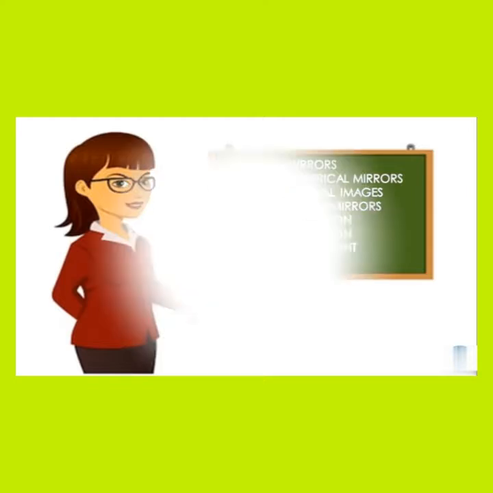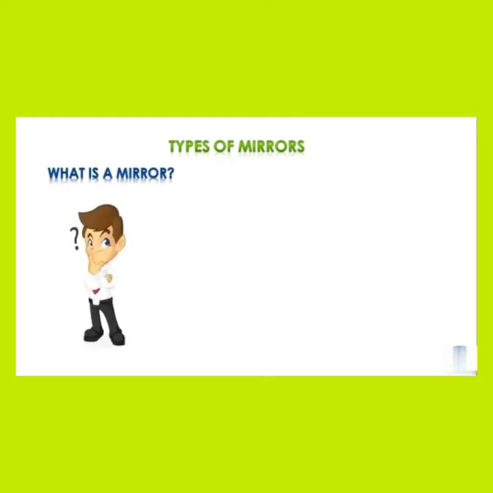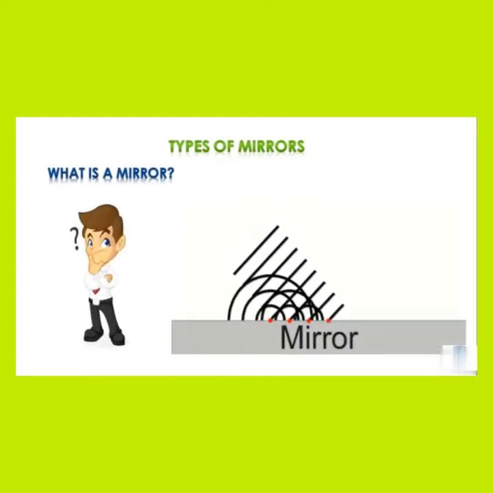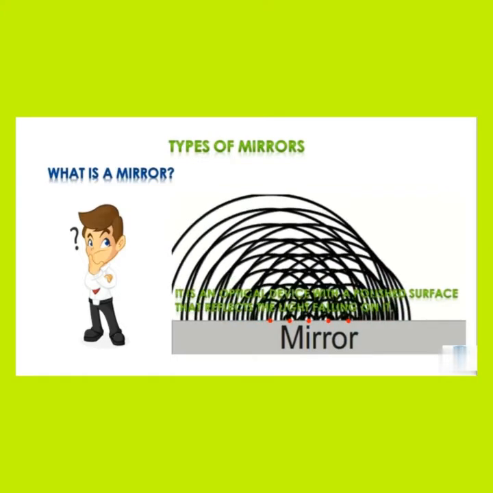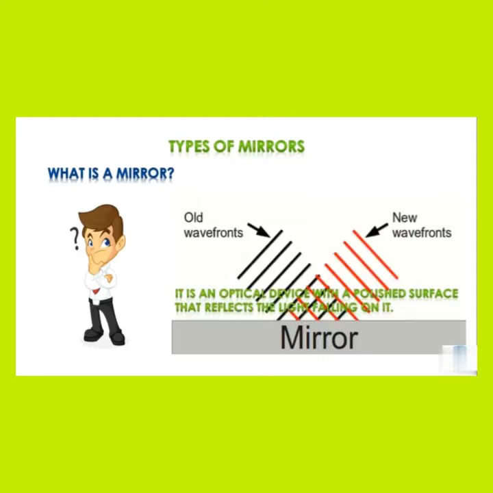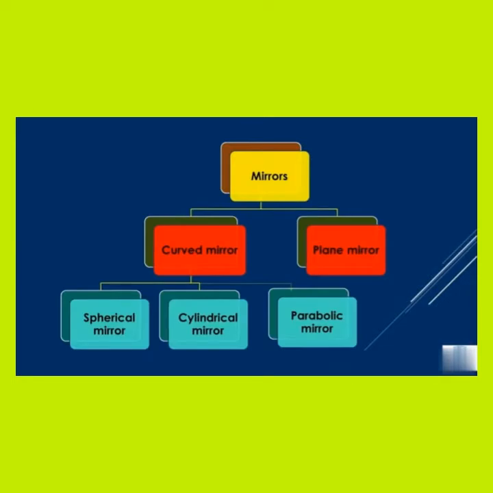Before going into the topic, can you tell me what a mirror is? A mirror is an optical device with a polished surface that reflects the light falling on it. We use mirrors in our daily life for various purposes. Mirrors are classified into two types, plane mirror and curved mirror. Plane mirrors form the perfect image of an object, whereas curved mirrors produce images that are either enlarged or diminished. Diminished means very small in size.